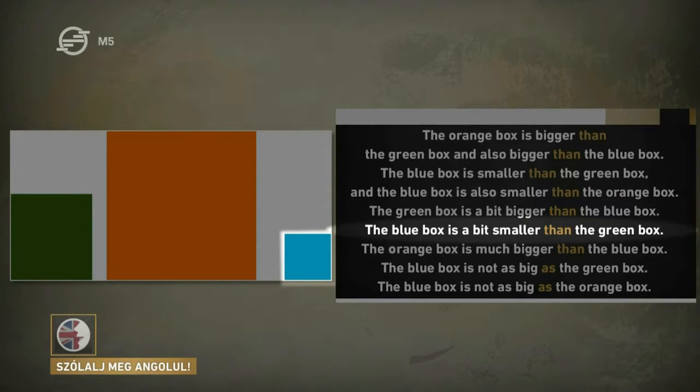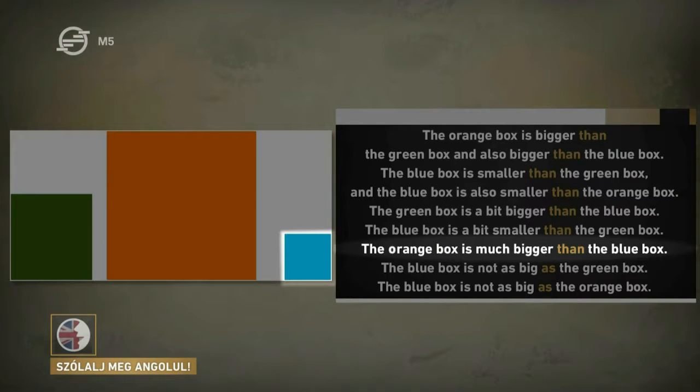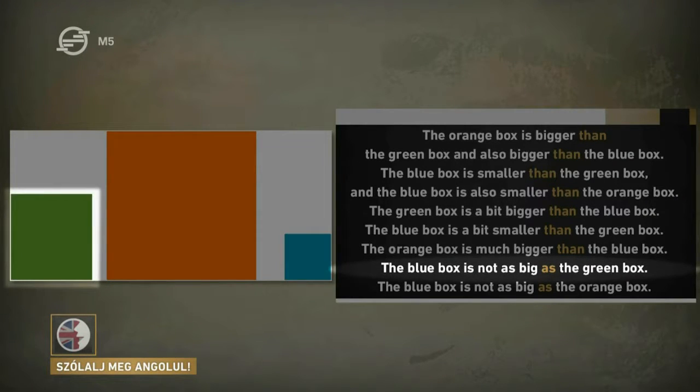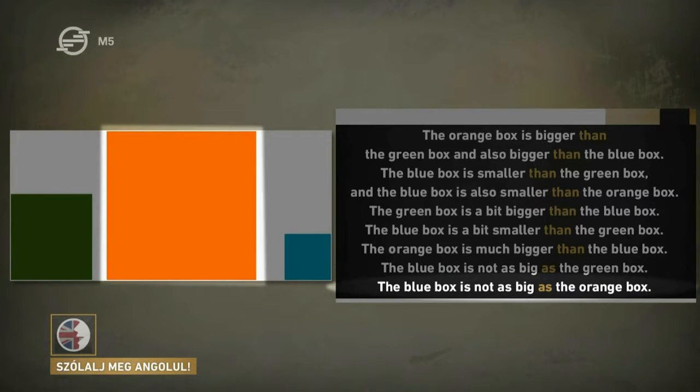The blue box is a bit smaller than the green box. The orange box is much bigger than the blue box. The blue box is not as big as the green box, and the blue box is not as big as the orange box. So you see, we can compare things in a lot of different ways. Okay, now have a look at the next set of three.